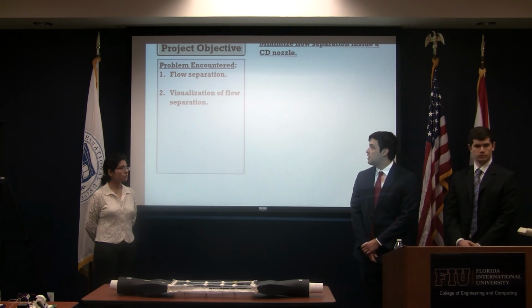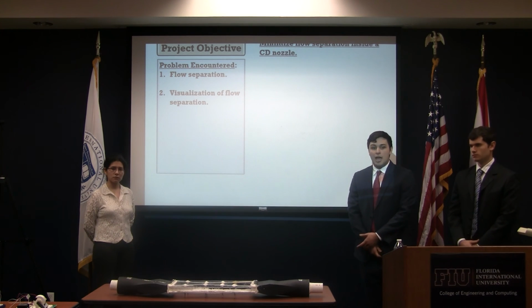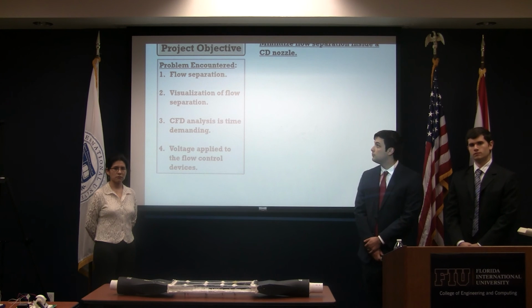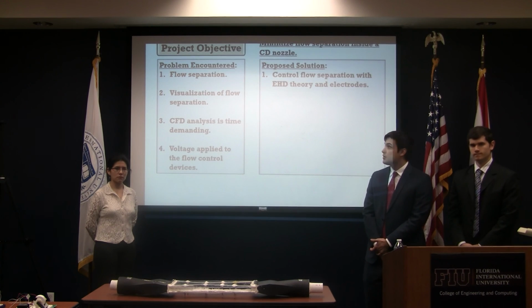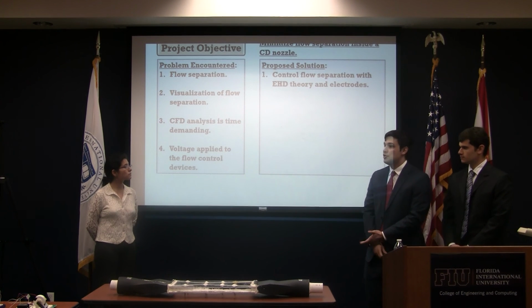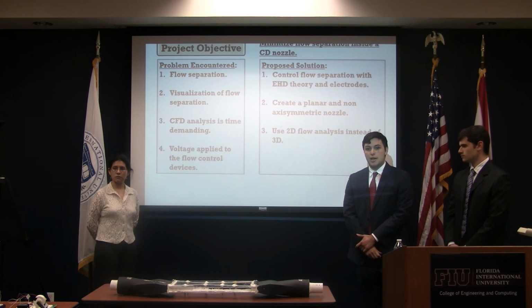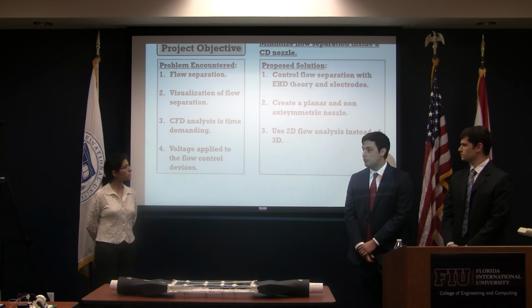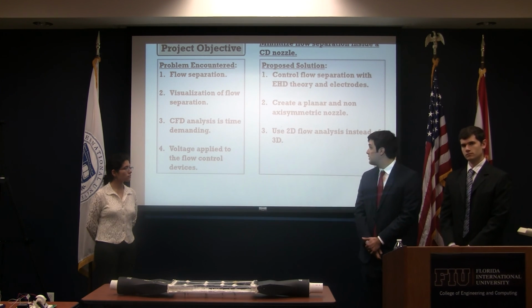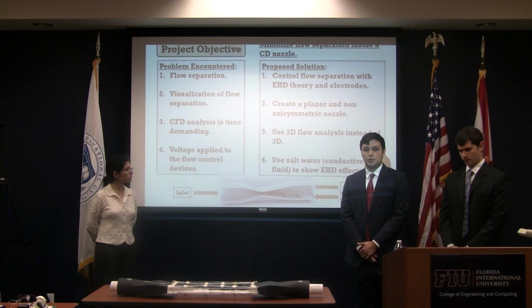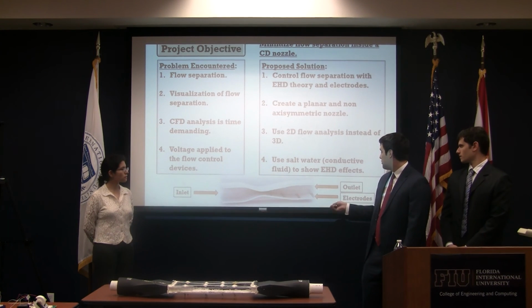The problems we encountered in this project are how to manage the flow separation, how to visualize the flow separation, how to minimize the time needed for the CFD analysis, and how to determine the voltage necessary to control the fluid flow. So our proposed solutions for those problems are to control the flow separation using electrohydrodynamic theory with electrodes, to use a planar nozzle that is not axisymmetric to better visualize the flow, to use a 2D flow analysis rather than 3D to minimize the time necessary for the complex CFD analysis, and to use salt water, the conductive fluid, to know the voltage necessary to control the flow. Here's an example, planar nozzle with electrodes applied.